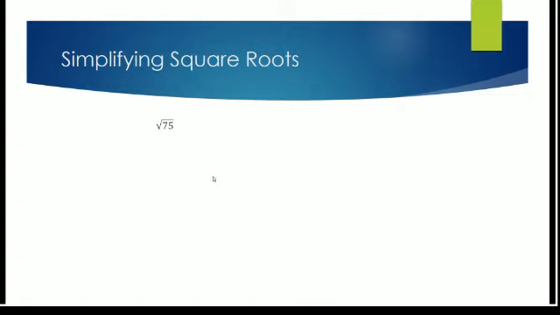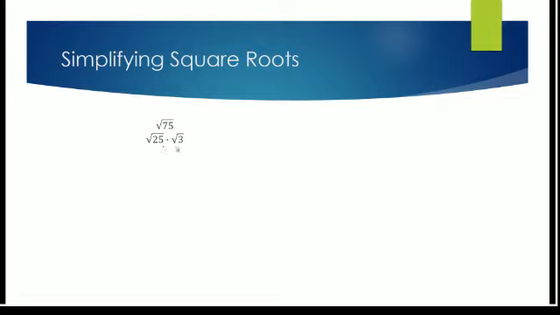For example, the square root of 75, it's somewhere between 8, where 8 squared would be 64, and 9, for which the square would be 81. It's somewhere in between those two. But we don't do decimal approximations because Mr. Barnard doesn't like them. So we're going to simplify this square root by breaking it down into its pieces by multiplication. Probably when you look at 75, the first factors you're going to think of are 25 and 3, just because you're used to dealing with quarters with money.